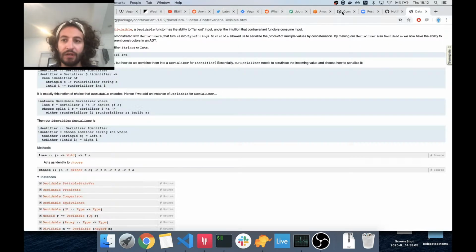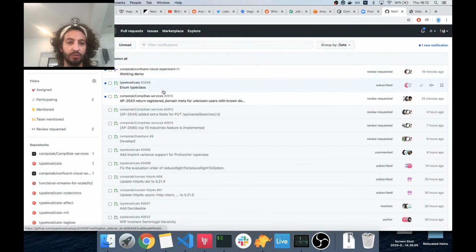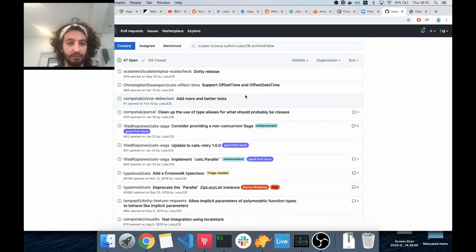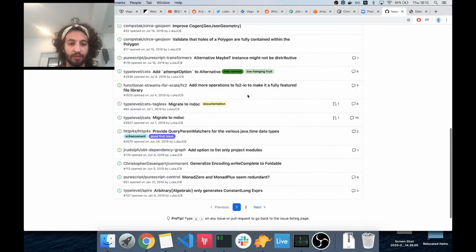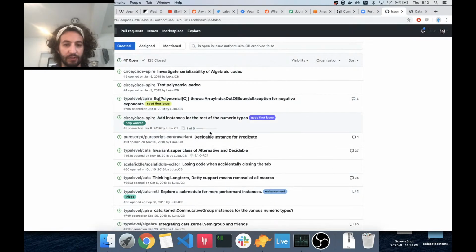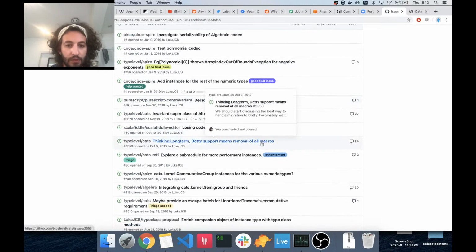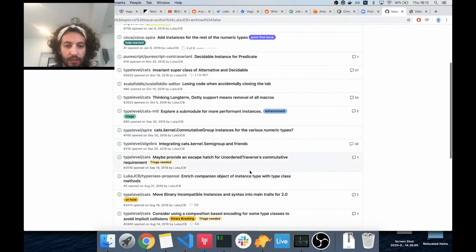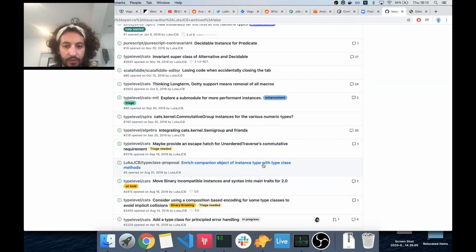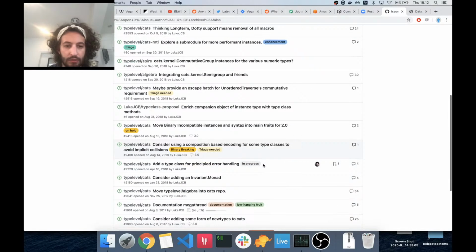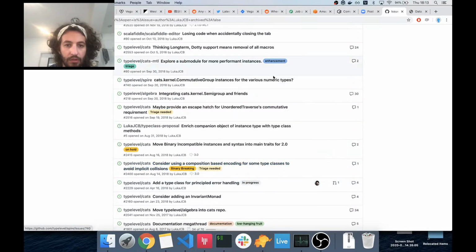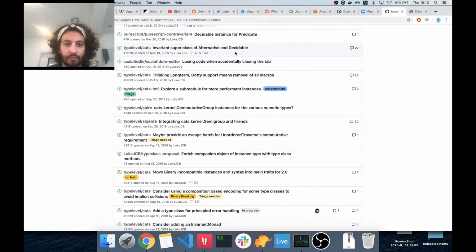And I created a ticket for this like almost 2 years ago. No, it's been a while, definitely though. Let's see if I can find this quickly. Invariant superclass of alternative and decidable, right?